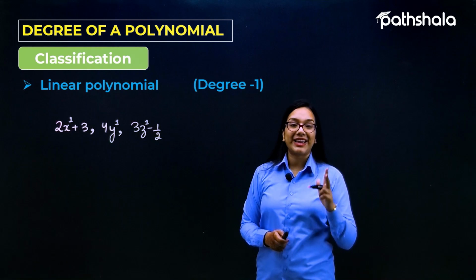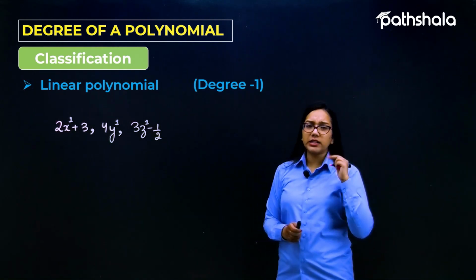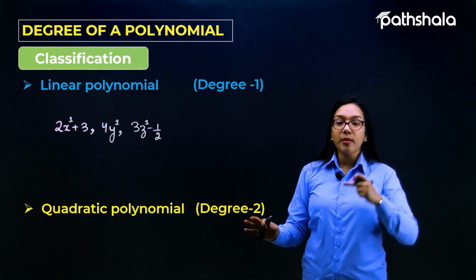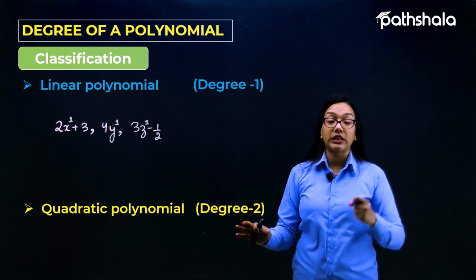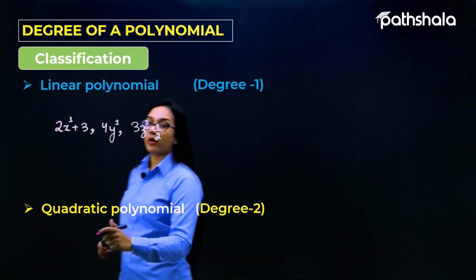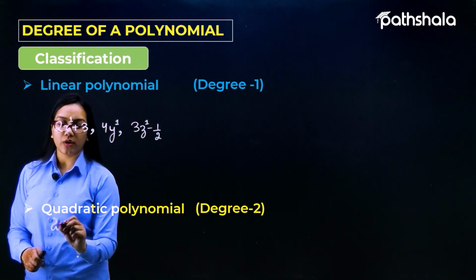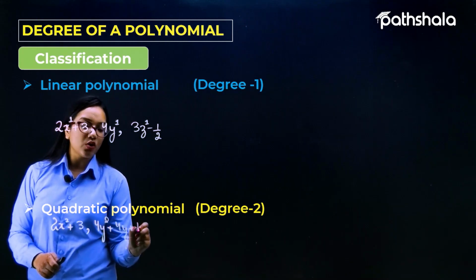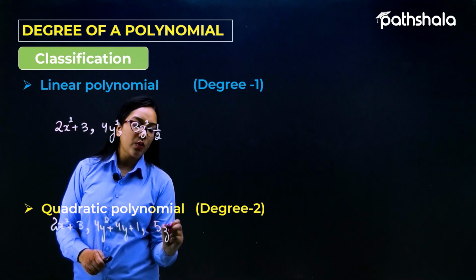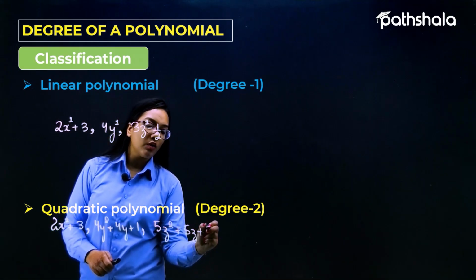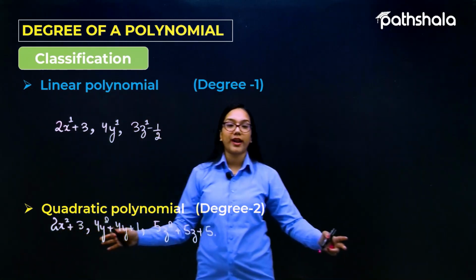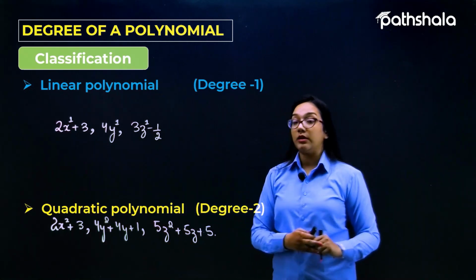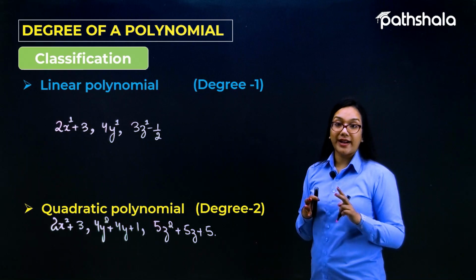Let's talk about the second type of polynomial. Under the classification, the second type is called a quadratic polynomial. Quadratic polynomials are those in which the degree is 2. Let us suppose we are talking about 2x square plus 3, 4y square plus 4y plus 1, and 5z square plus 5z plus 5. All these are called quadratic polynomials because the highest power of the variable in all of them is 2. So this is called a quadratic polynomial.